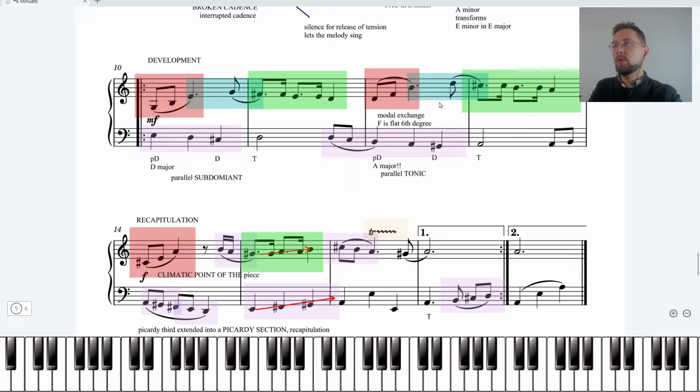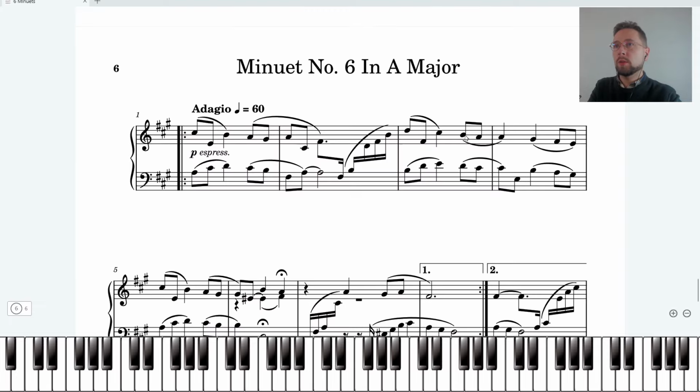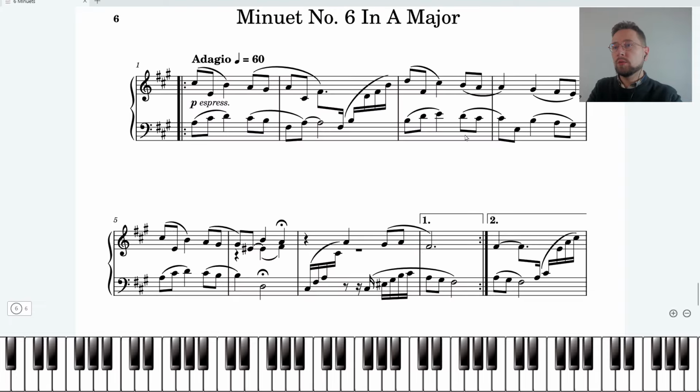All right, and with all of this, we're now arriving at the most personal and most unique minuet of all, which is this last one, the Adagio, Minuet number 6 in A major. Quite expressive. So I'll first play it, and after that, we'll get to analyze it.